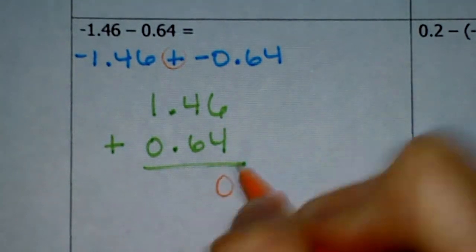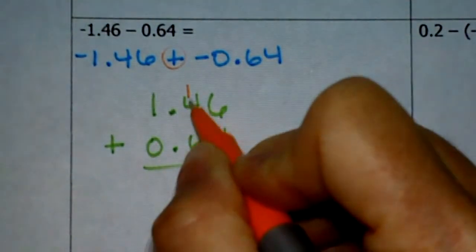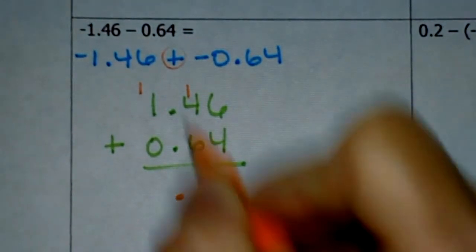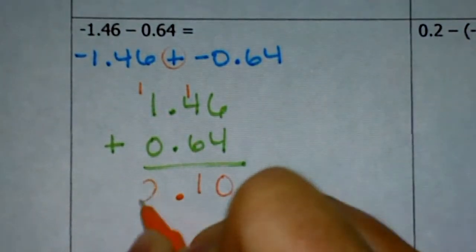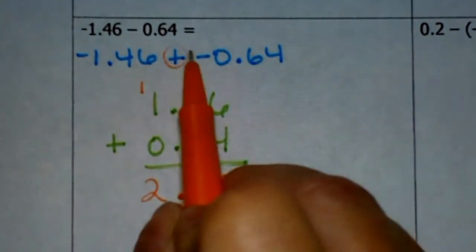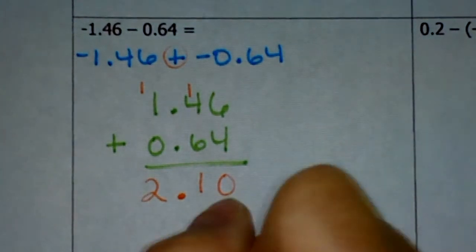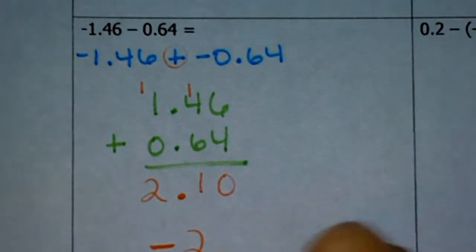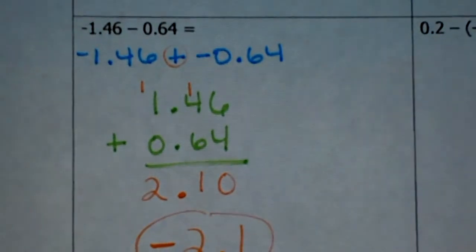6 plus 4 is 10, plus that 1 makes 11. I'm going to bring down my decimal, and 1 plus 1 plus 0 is 2. Oh, it's crazy. That's the answer we had last time. All right, but this time, I'm adding 2 negatives, so that means my answer is going to be negative. And again, we just said we can write 2.10 as just plain old 2.1 to be negative 2.1.